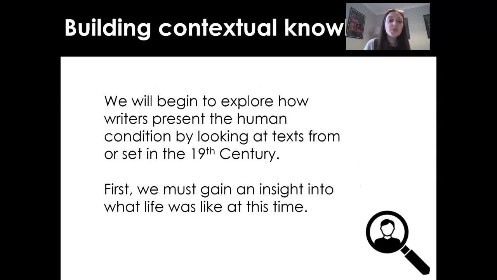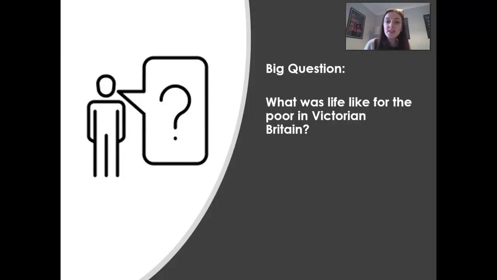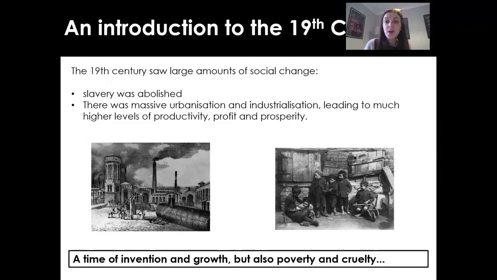Okay. So we're going to begin to explore how writers present the human condition by looking at texts that are from or are set in the 19th century. So it's important that we look at context first and we get an insight into what life was like at this time. So we'll be asking this question over a couple of lessons. What was life like for the poor in Victorian Britain? Now, I know you already have some prior knowledge of this from your unit where you studied Charles Dickens, his world and his writing. But let's do a bit of a recap first.